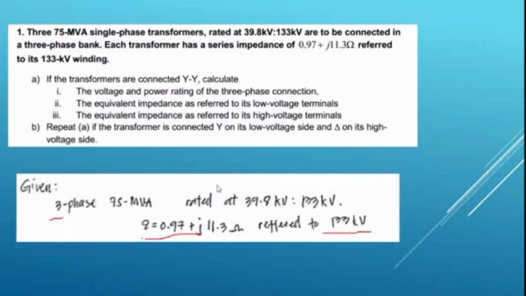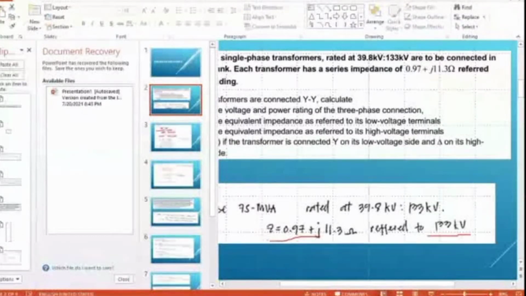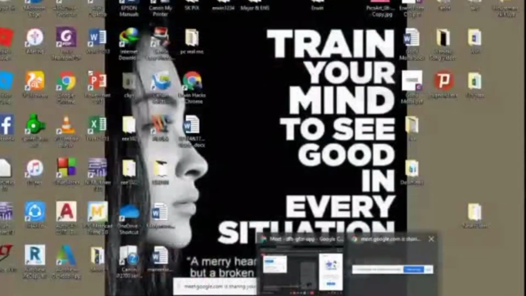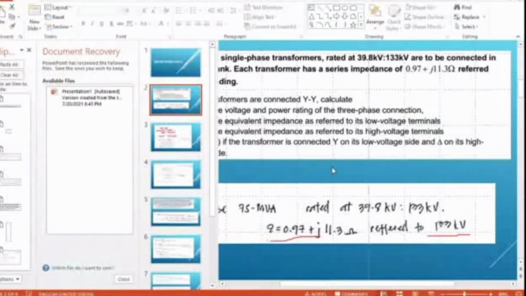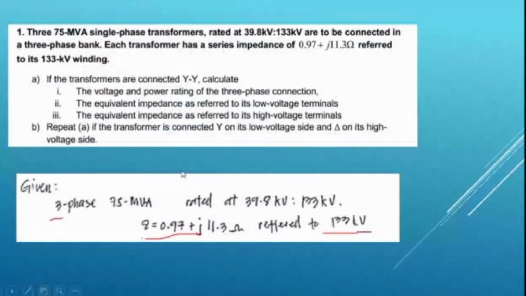Then find the equivalent impedance as referred to its low voltage terminals, and the equivalent impedance as referred to its high voltage terminals. And B, repeat A if the transformer is connected in Y on its low voltage side and delta on its high voltage side.